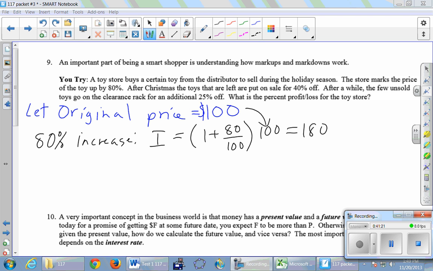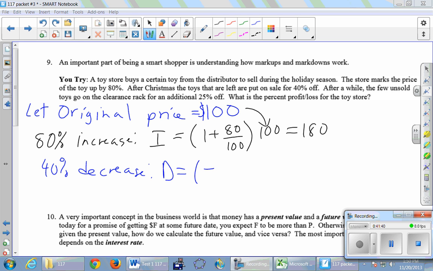Yeah, so now it's $180, but they're going to put it on sale for 40% off. So let's see, 40% decrease. Let's see what we have here. Okay, so let's use the D formula. You can just do it, but I'm just using the formula. What do we have here?